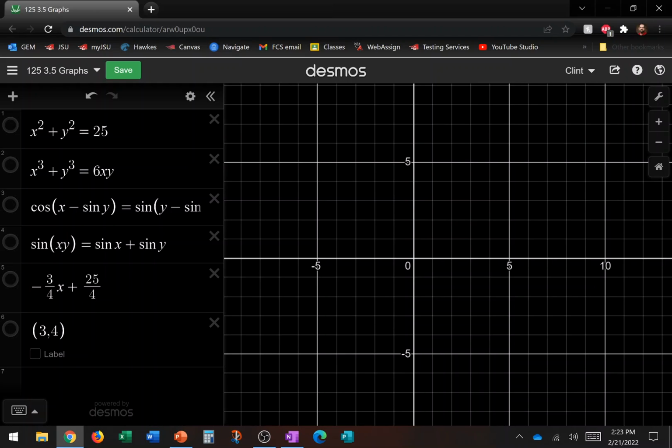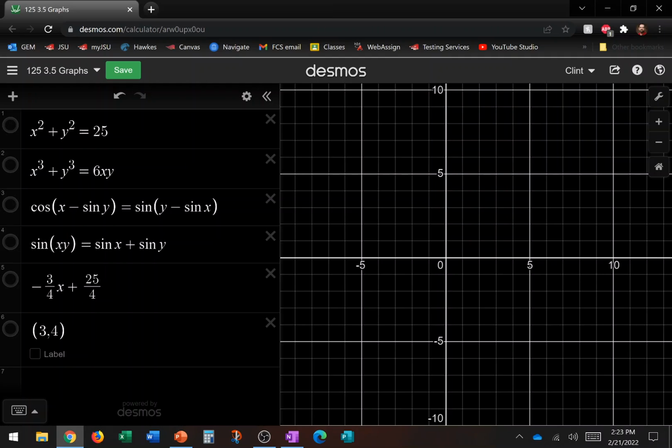This next one is an implicit expression. And you can see probably that it's something where we would have trouble solving for y. We've got cosine of x minus sine y equals sine of y minus sine x. So I don't know of any method we could use to solve that explicitly for y. And we probably wouldn't want to if we could, because we would probably end up with a bunch of solutions, because here's our graph.